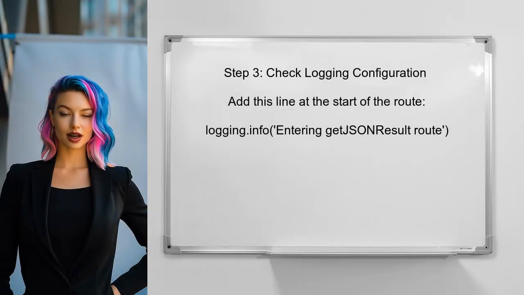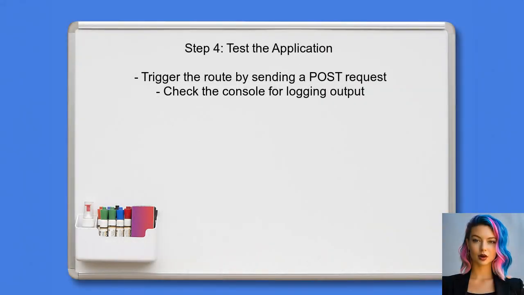After setting up logging, the user should check the logging configuration to ensure that messages are being output to the console. This can be done by adding a logging statement at the beginning of the route function. Finally, the user should test the application again. They can trigger the route and observe the console for any logging output. This will help confirm whether the logging setup is working correctly.